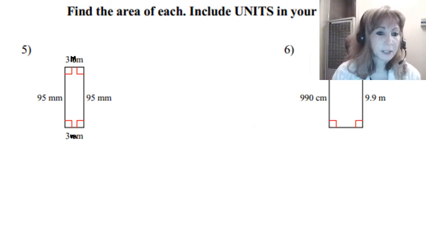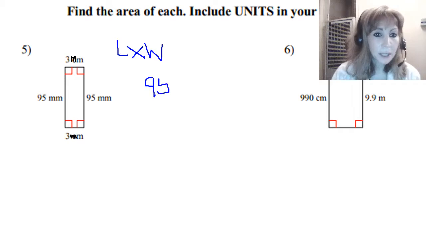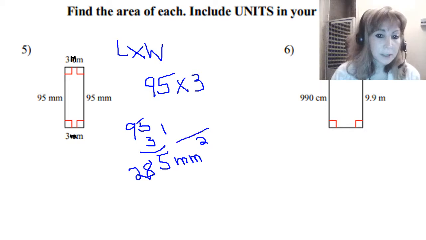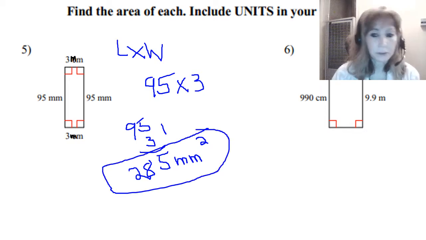Anyway, here is an example. You have length times width for a rectangle. So you have 95 millimeters times 3 millimeters. I'll just multiply vertically. You can use a calculator, it's fine. I get 285, and don't forget, it is millimeters to the second power, or square millimeters, because that has a huge impact with areas being two-dimensional.